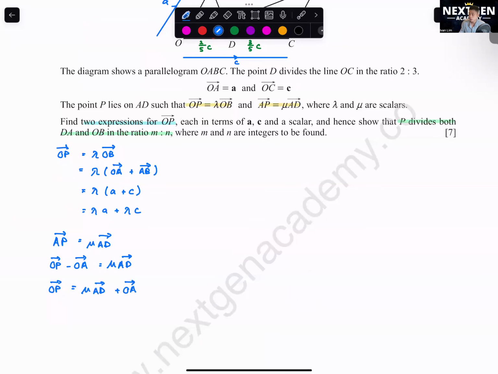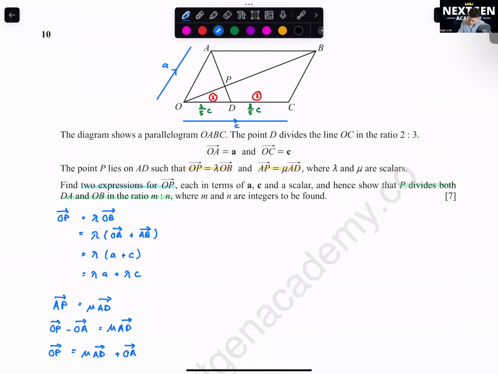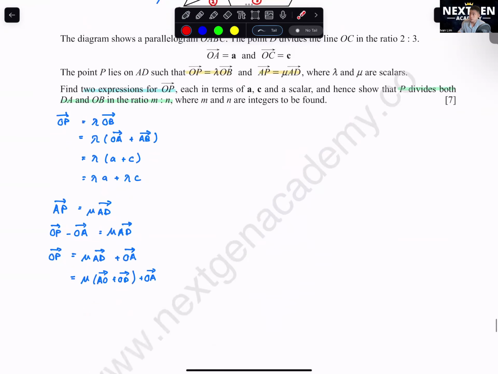Look in the diagram. Do we have OD, AD? AD is this one, AO plus OD. So it's AO plus OD plus OA. Okay, all these expressions I write until quite detailed. You don't have to write all of this, but I write it down so that you all are clear on it.